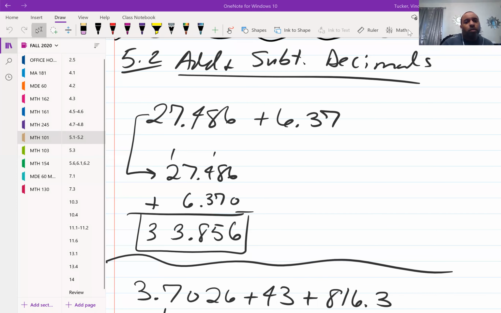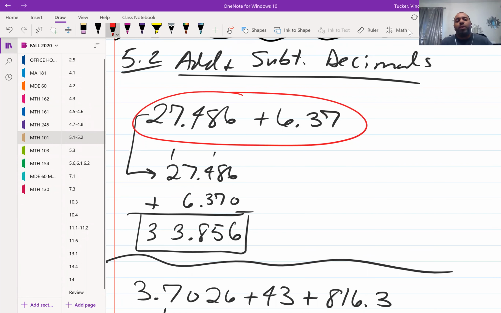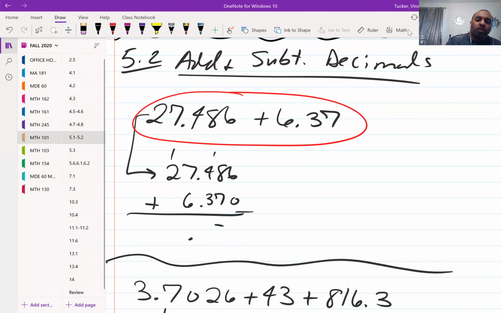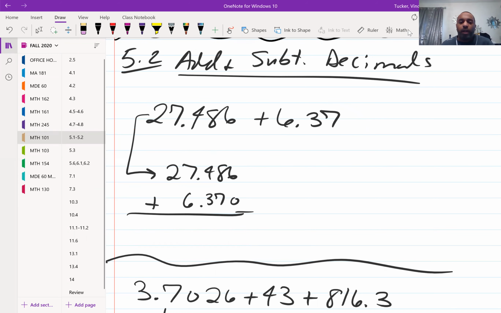All right, so we're looking at 5.2 today, adding and subtracting decimals. May get it in 5.3, we'll see. So if they give you the problem this way, 27.486 plus 6.37, you can set it up vertically like we have right here.